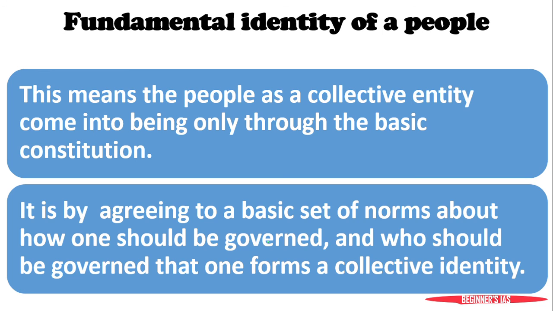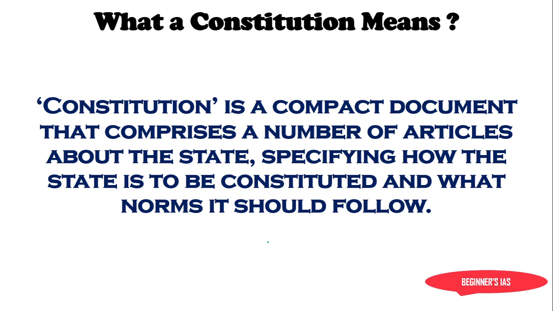See, also note that with this we will come to know what constitution means. The constitution is a compact document which contains a number of articles about the state and specifies how the state is to be constituted and what norms it should follow. Okay, this is the simple definition of the constitution. After going through this, one has to know what a constitution is. It's a simple document by which the government should run. So that is very important.